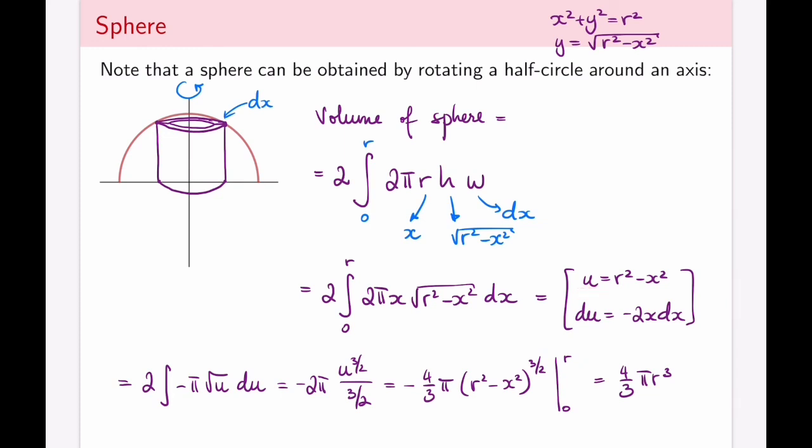I'm simply going to bring back my integral to be in terms of x, and then have my limits of integration back as from 0 to r that I had previously. Now I have to plug in r for x, minus 0 for x, and I get an already familiar 4/3 pi r cubed.